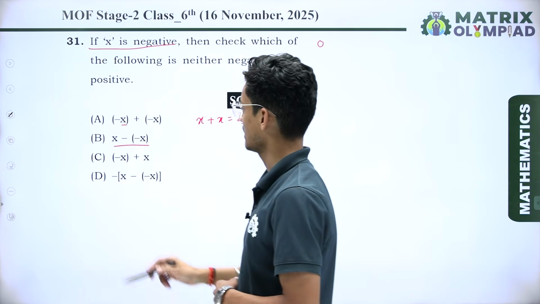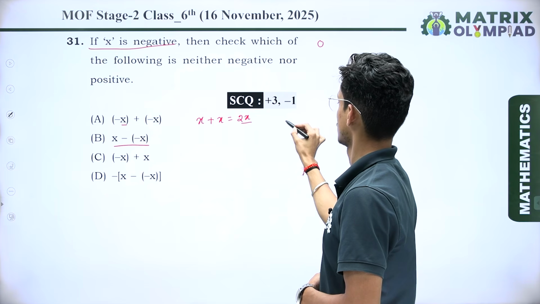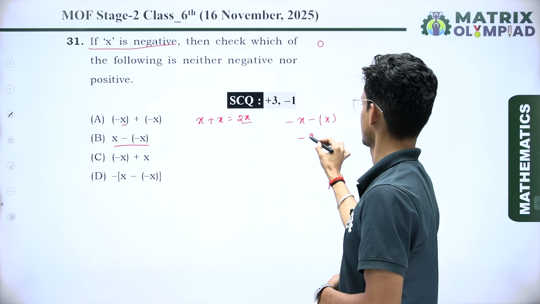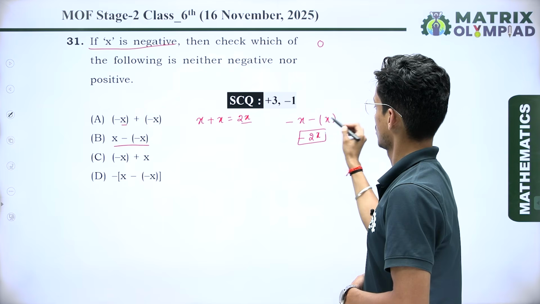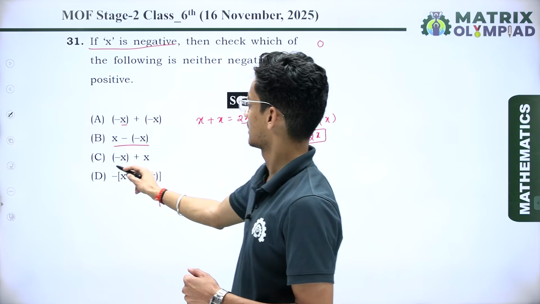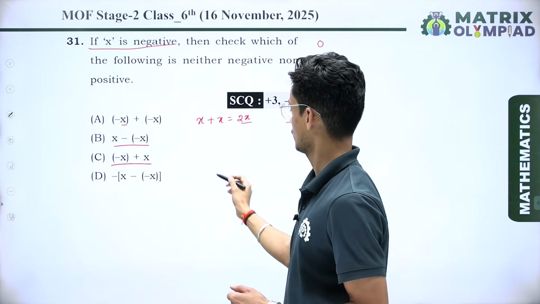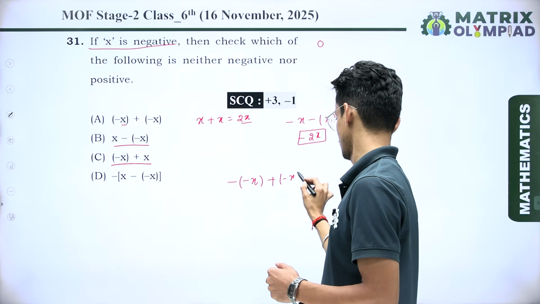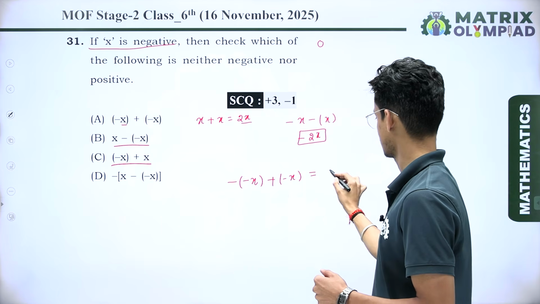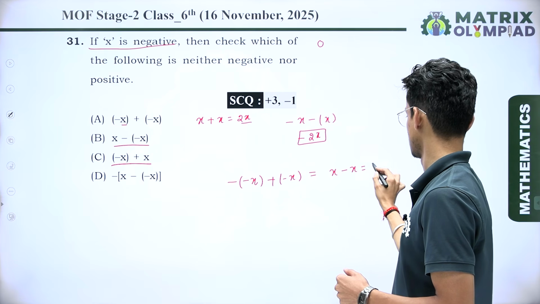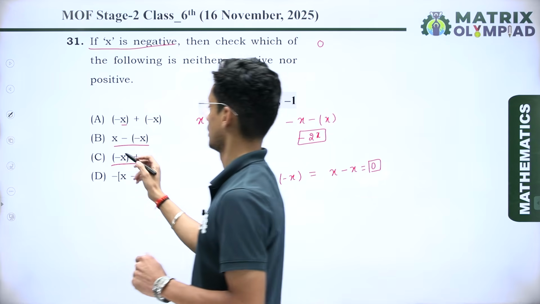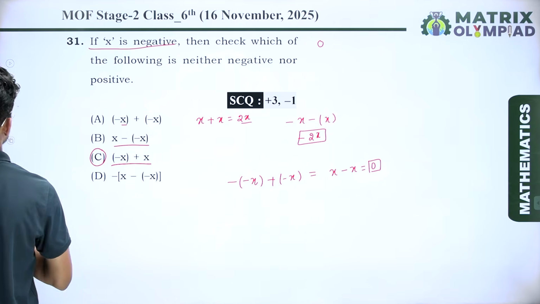If I talk about the second, if x is negative, here minus x minus bracket x, so we get minus 2x, so this one is not possible. If I talk about the third, C, if x is negative, I can write minus x is negative plus x is negative, so minus minus plus, here we get 0, and 0 is neither positive nor negative. So option number C is the correct answer.